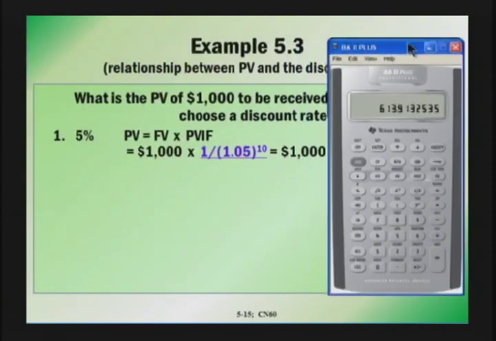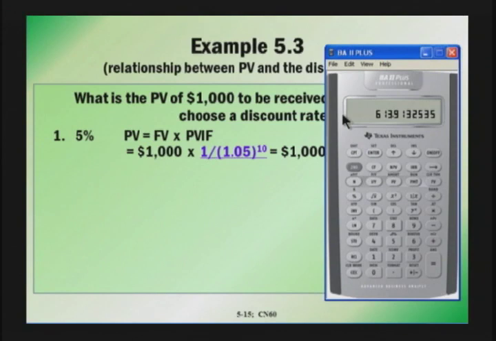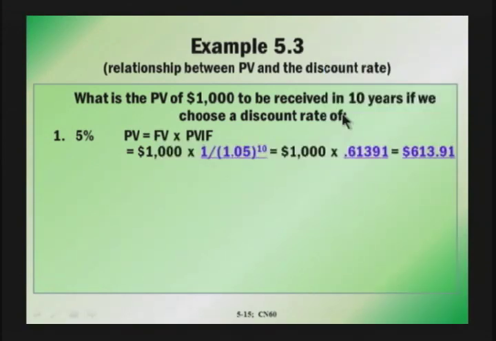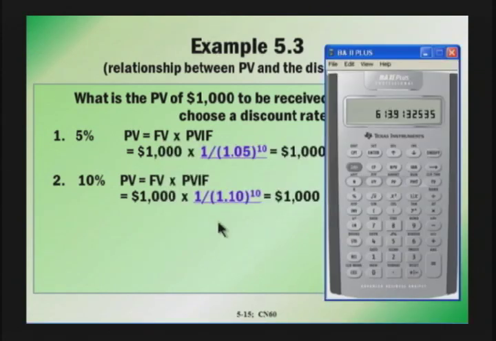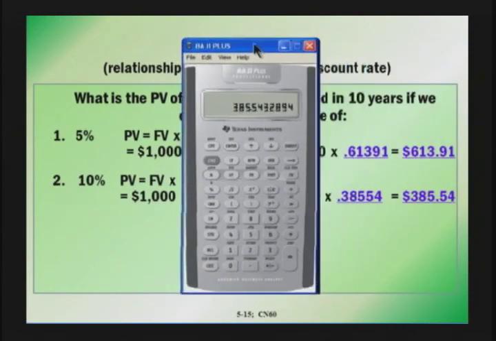Now, we'll do the same thing for our 10% result. The only thing we change is the discount rate is now 10%. So I take 1.1, raise it to the 10th power, and invert it, and then multiply by the $1,000 future value. So 1.1, y to the x, 10, equals, invert it, and then multiply by the $1,000 future value, and we get $385.54.